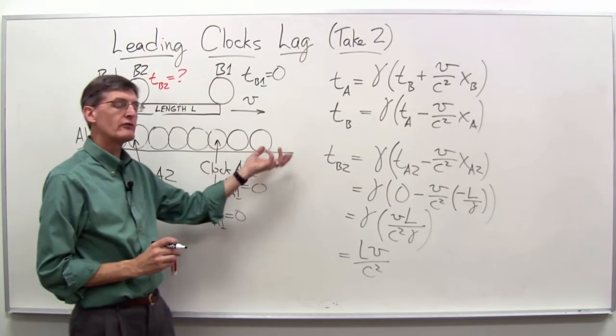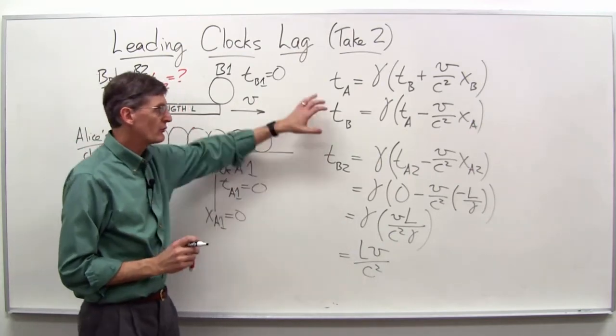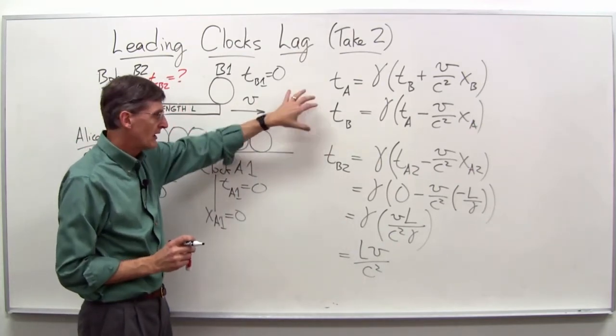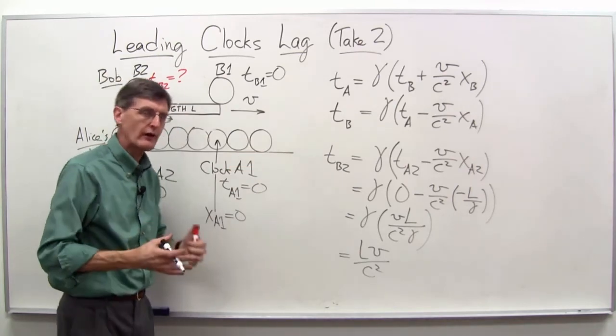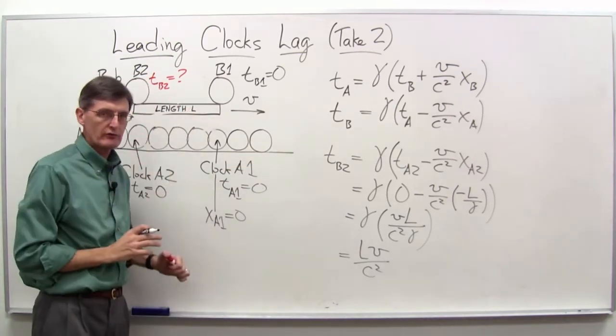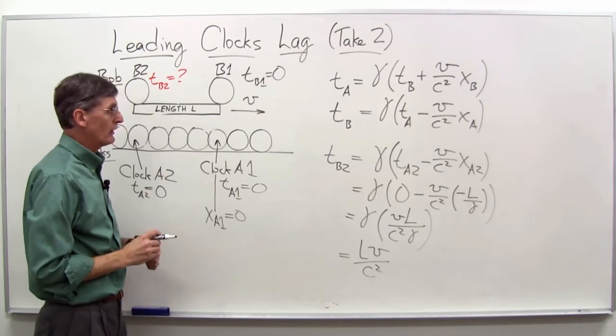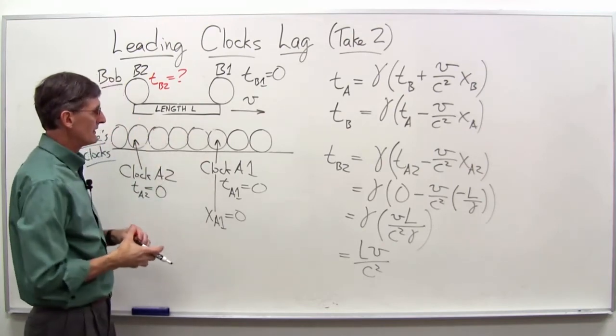So it shows the power of something like the Lorentz transformation. Once we have that tool in our toolbox, then we can apply it to situations like this, so we don't always have to go back to first principles and get the answer we want. So that's take 2 on leading clocks lag.